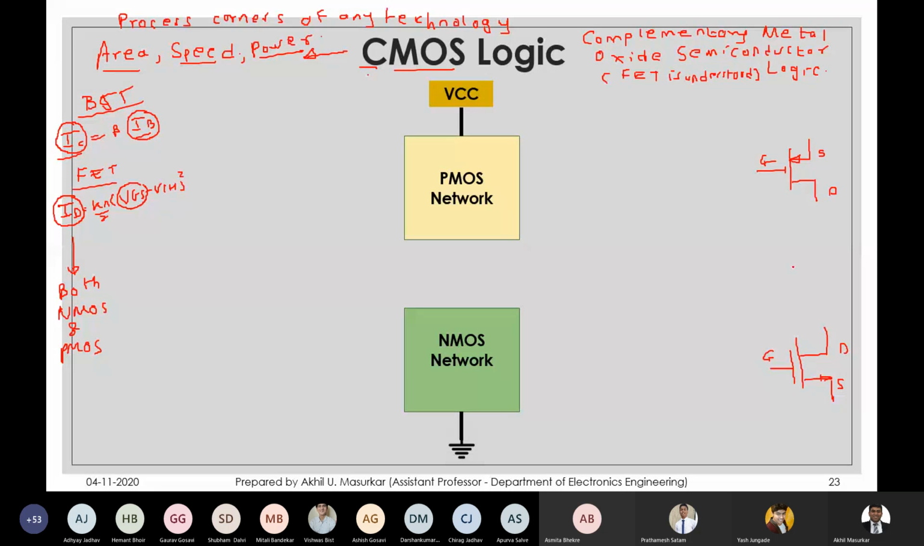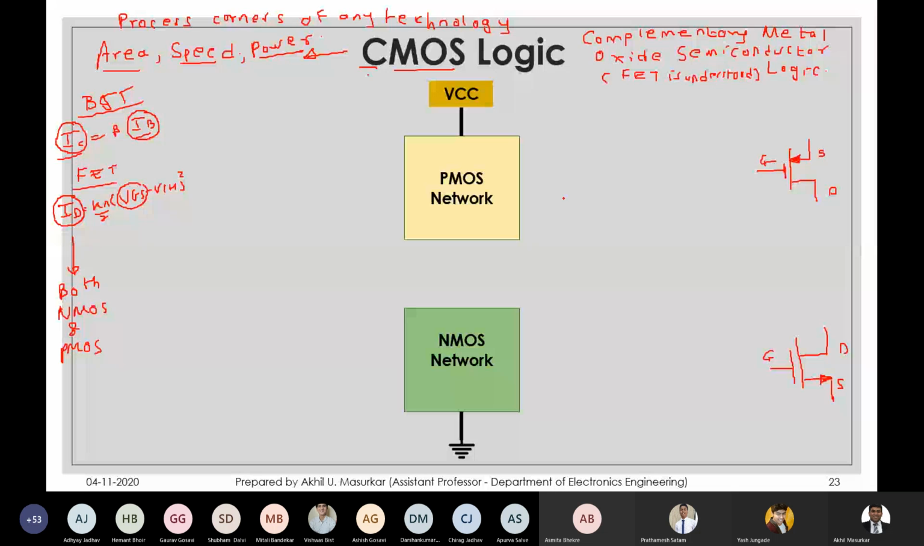So you can see that for a PMOS the arrow is pointing inside, and for an NMOS the arrow points outside. Current always enters through the drain to the source and comes out. This arrow is the direction of the current, and here the current flows in this way.